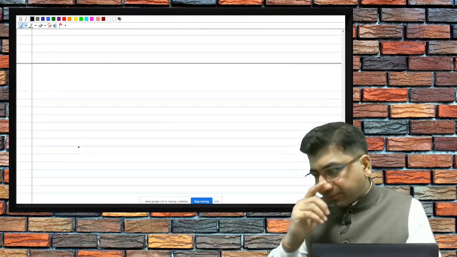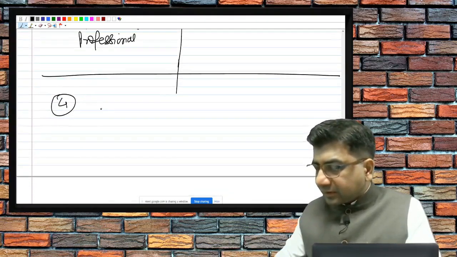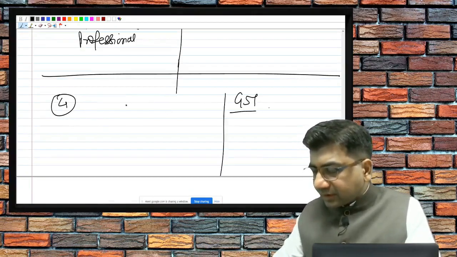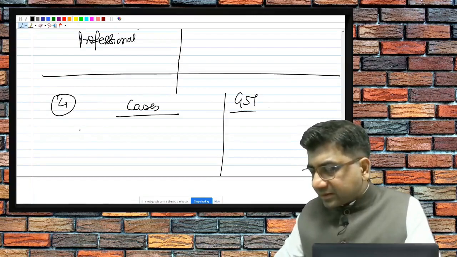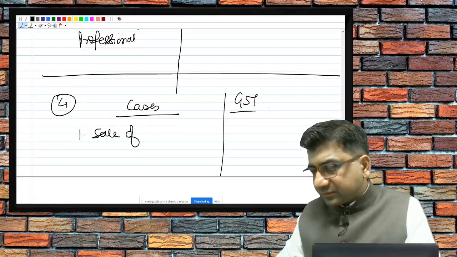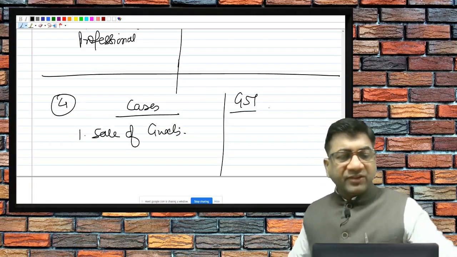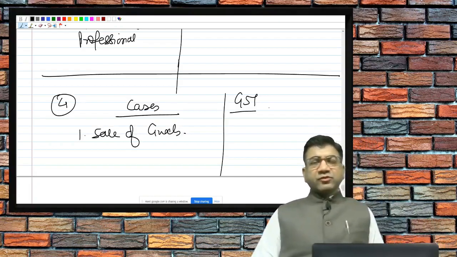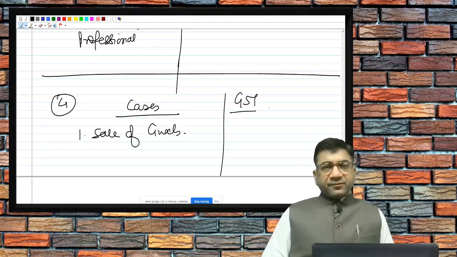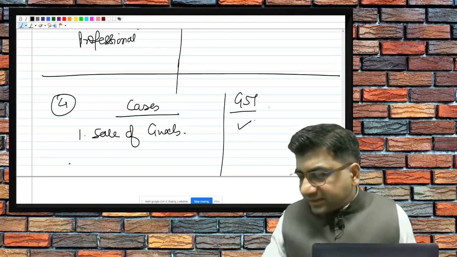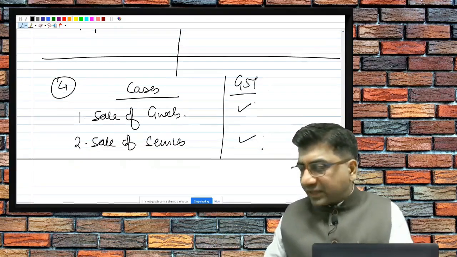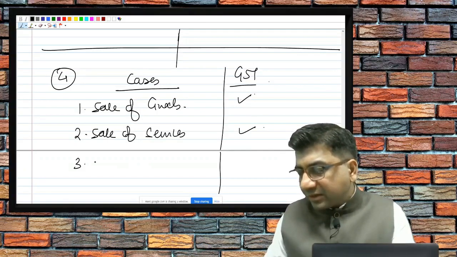Now you tell me, GST cases, sale of goods. Is GST levied on sale of goods? Tell me, is GST levied on sale of goods? Yes. Is GST levied on sale of services? Yes. Say yes or no. Let's keep it very simple.